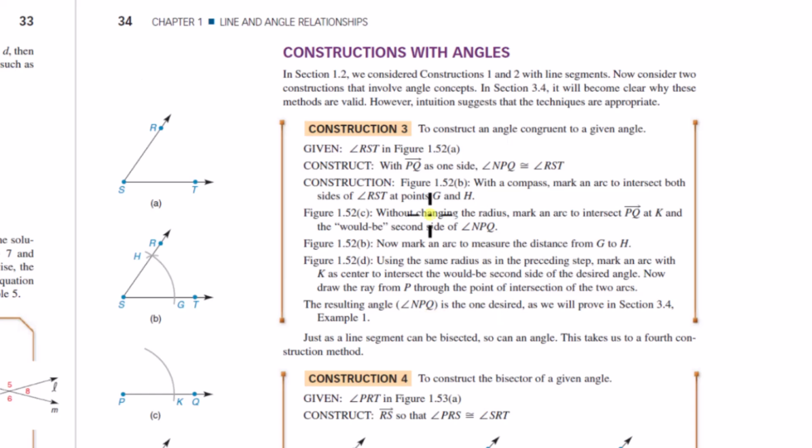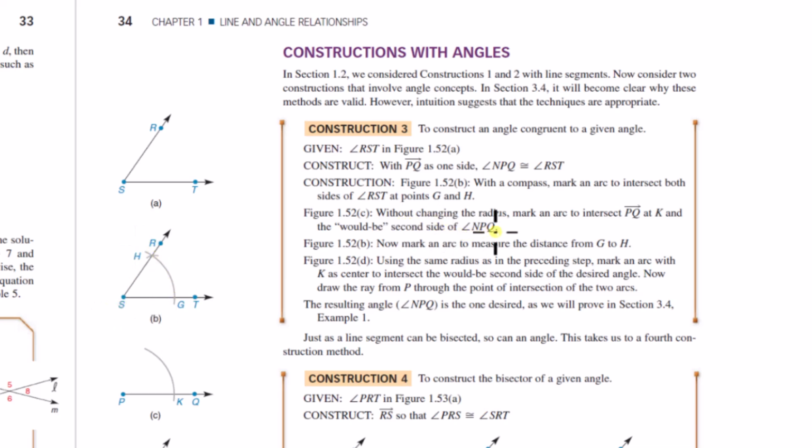So now here we've got, given angle RST, we're going to construct ray PQ as one side to where angle NPQ is congruent to angle RST. So to do this, in figure 1.52b, with a compass, mark an arc to intersect both sides of angle RST at points G and H. So they take this angle and then make an arc.